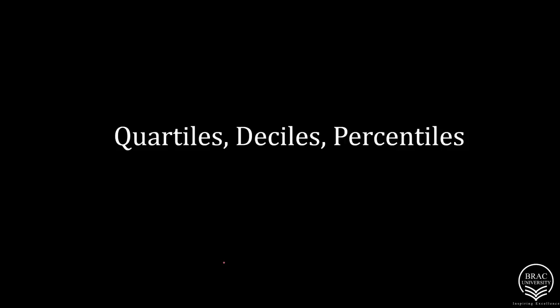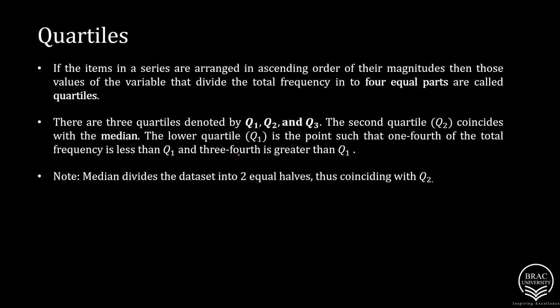Now we'll learn to find out quartiles, deciles and percentiles of a dataset. If the terms in a series are arranged in ascending order of their magnitudes, then those values of the variable that divide the total frequency into 4 equal parts are called quartiles.